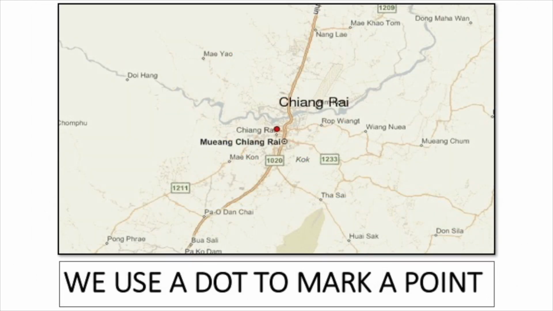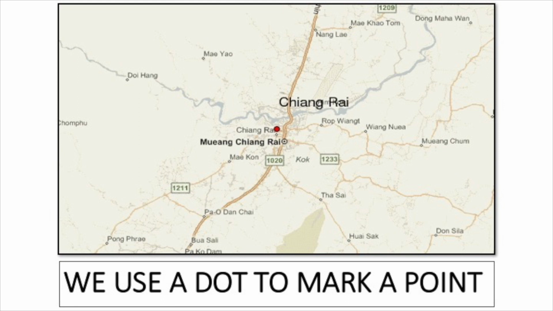We use a dot to mark a point. And here we can see a map of Chiang Rai. There are lots of different dots or points because there are lots of different places. For example, here we can see Nang Le. But then if we move down, we can see a different point called Wiang Nua. You see how every different point has a different place name.